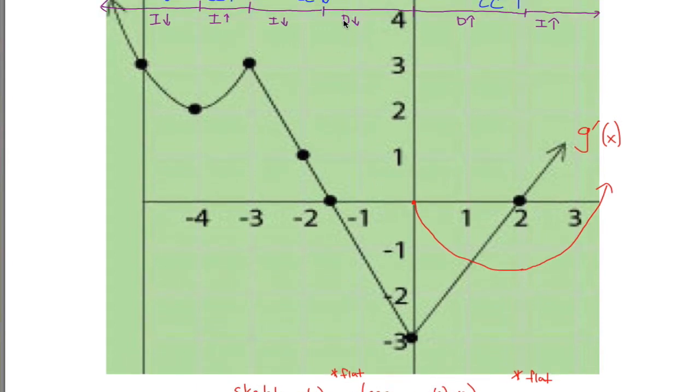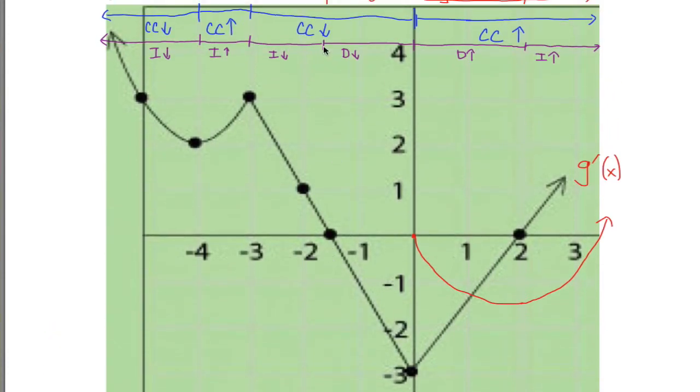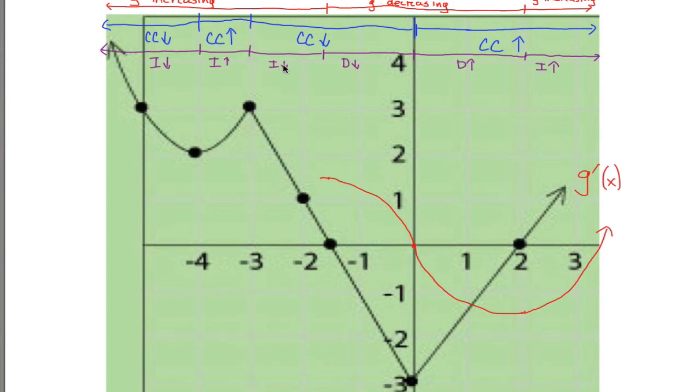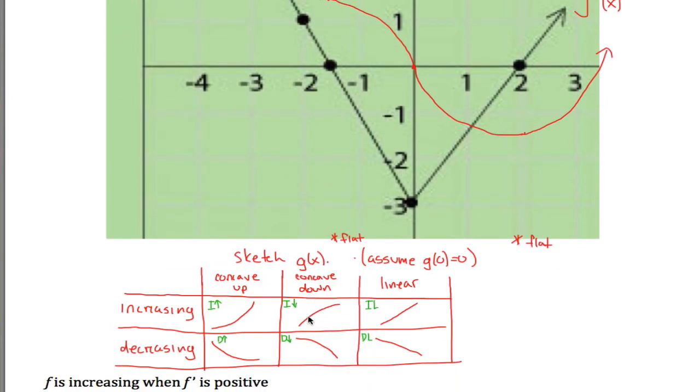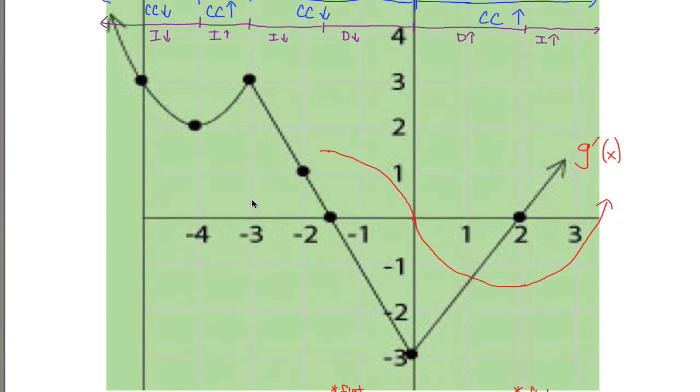I want to be decreasing and concave down. Wait, what does that look like? Decreasing, concave down. This shape right here. So from here to here, I want to be decreasing and concave down. It's going to look something like that. Note that at this point, I was supposed to be flat. It's good. It looks like I'm flat at that point right there. Then what happens? Now I have an increasing concave down interval. Increasing concave down looks like this.